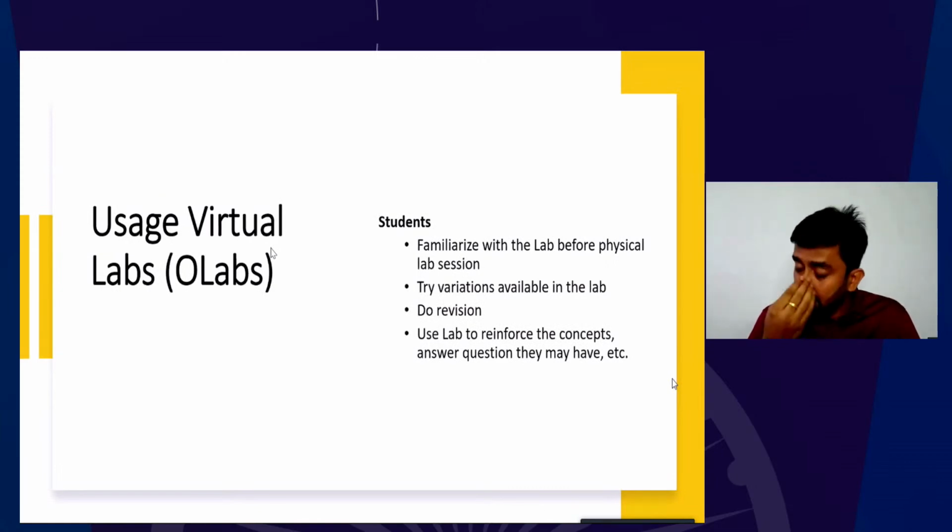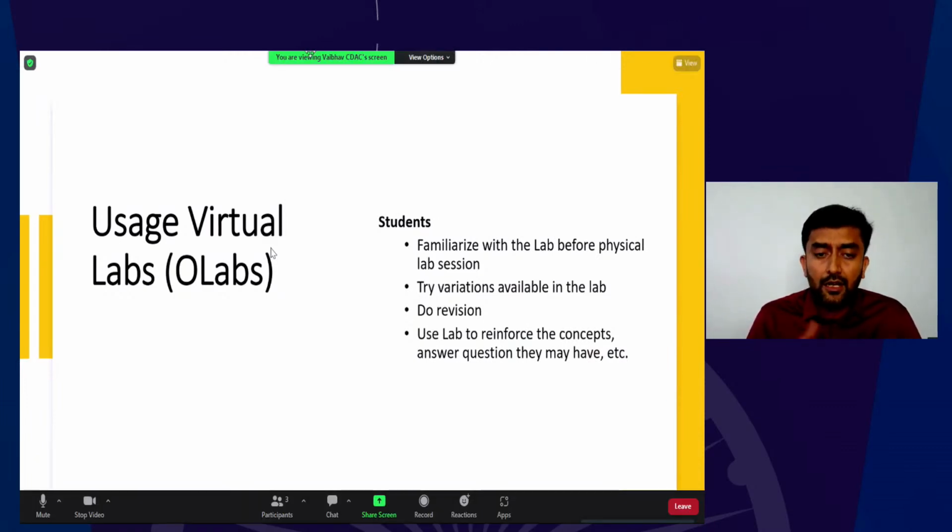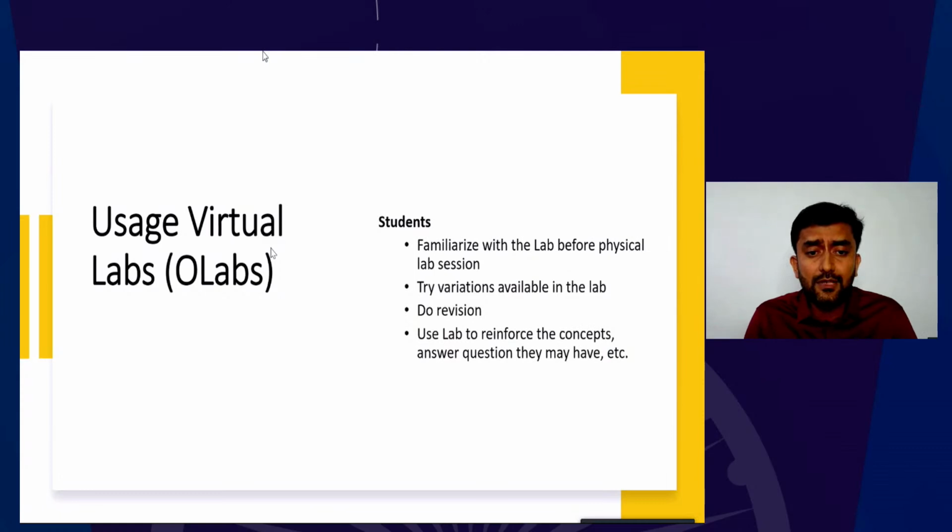Now, talking about the aspect of students, you can see that the students can familiarize themselves with the lab before the physical lab session, either in the classroom or a computer science lab, or from home also they can go through the lab as it's freely accessible on the portal. They can try the different variants. Suppose for doing the experiment, they can change the length, the height, the radius. By picking different values, they can perform the experiment in the online portal and learn.